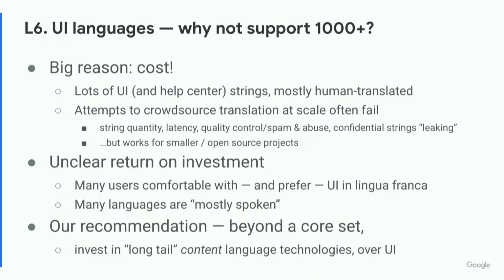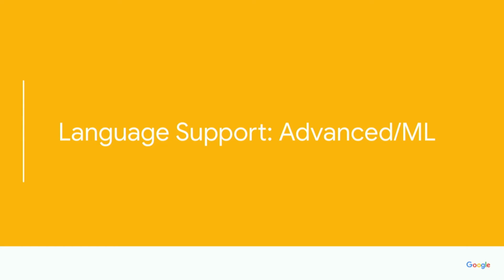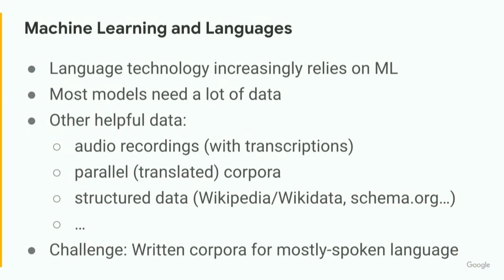I know at least at Google, a lot of our more advanced technologies sort of assume that you already are launched as a UI language. So I'm just kind of raising this as a potential challenge and opportunity, both for Unicode as an organization and for the various organizations that we represent. That might be the best return on investment for helping out these language communities: how can we skip over UI language and go to the next step? And with that, we'll talk about advanced language technologies.